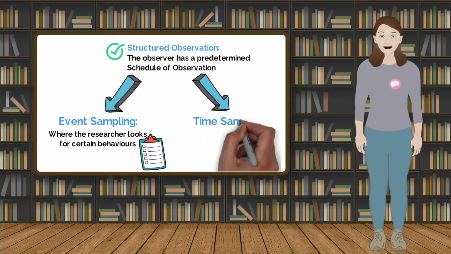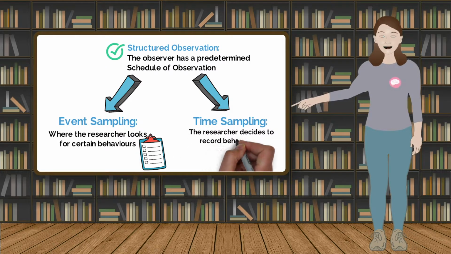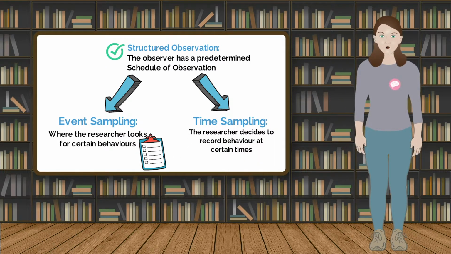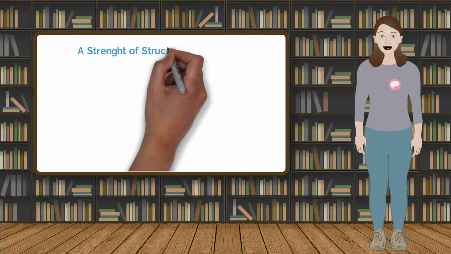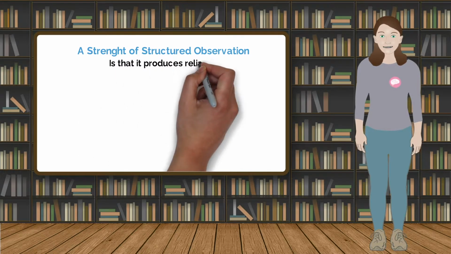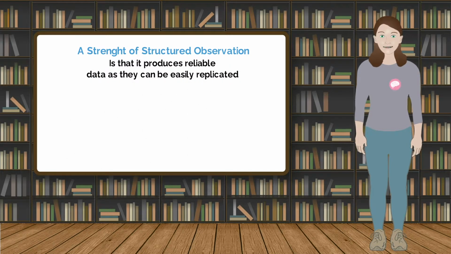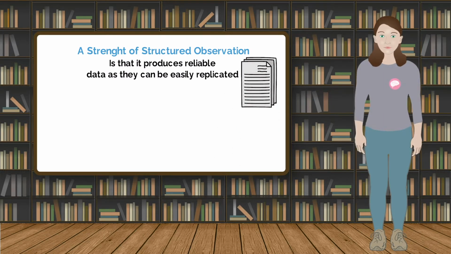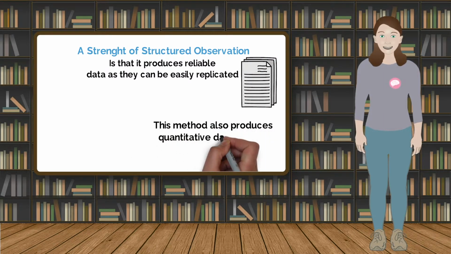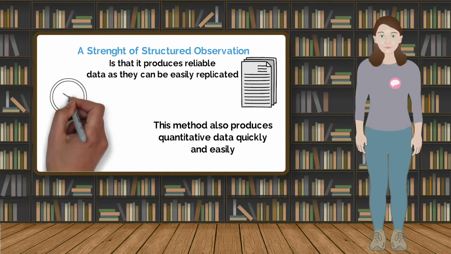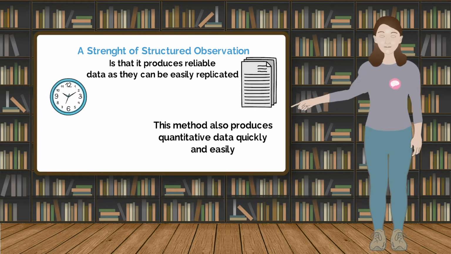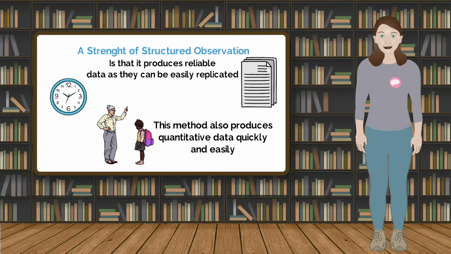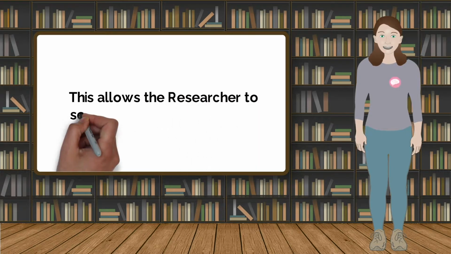Time sampling, where the researcher decides in advance to record the behaviour present at a certain time, e.g. minute intervals. One strength of a structured observation is that it produces reliable data, as they can easily be replicated by other researchers using fixed categories, just as the original researcher did. Moreover, this method allows quantitative data to be produced quickly and easily, counting frequency or duration of events that are observed, which means different observations can be directly compared. This allows the researcher to see patterns and relationships.